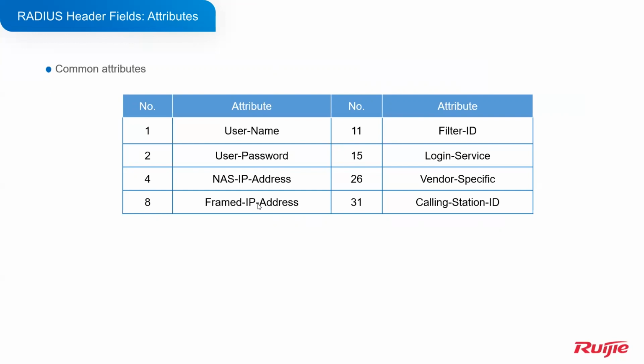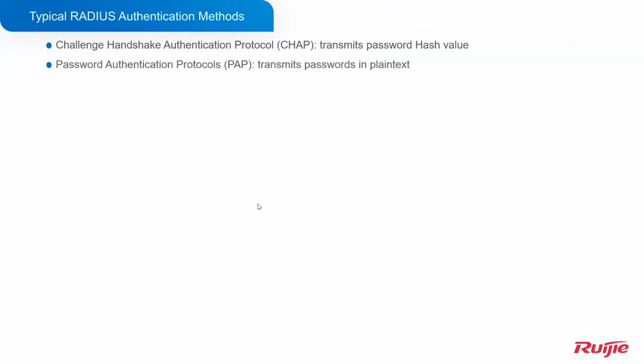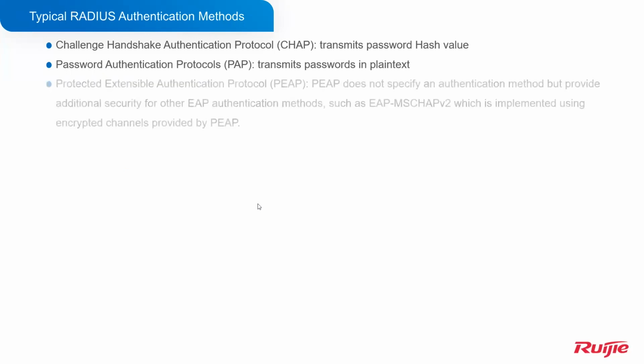Okay, and about the Radius authentication, let's see some typical methods. First, CHAP and PAP. CHAP is the Challenge Handshake Authentication Protocol, which transmits the password hash value, while PAP transmits the password in plain text. It's the main difference between PAP and CHAP. One is a hash value, the other is plain text. And next, the PAP.